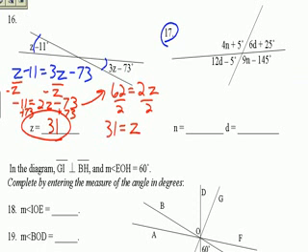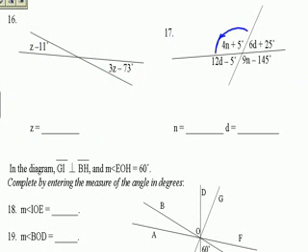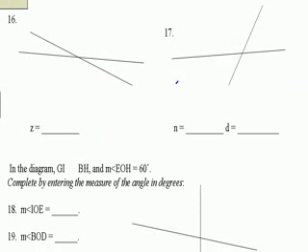And last but not least, number 17 in this section says 4n plus 5 and 9n minus 45 are vertical angles, so we should set those equal to each other.